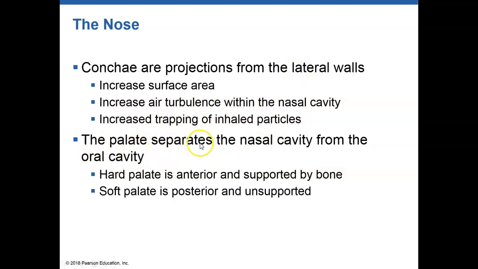There's a palate that separates the nasal cavity from the oral cavity. The anterior aspect is a hard palate, and that's composed of the maxilla bone and the palatine bone. Then posterior is a soft palate.